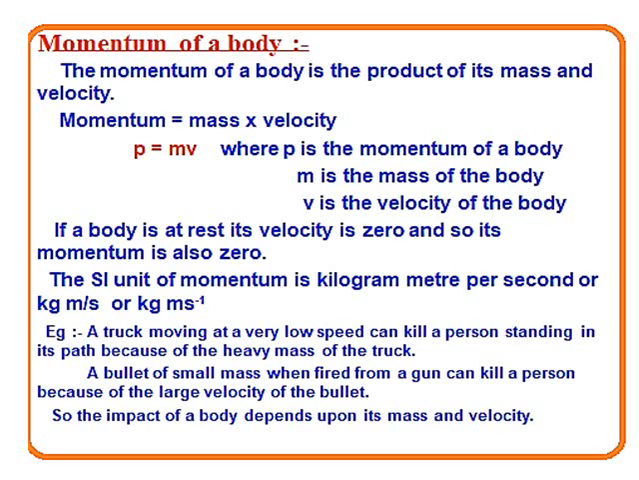Example: a truck moving at a very low speed can kill a person standing in its path because of the heavy mass of the truck. A bullet of small mass when fired from a gun can kill a person because of the large velocity of the bullet. So, the impact of a body depends upon its mass and velocity.